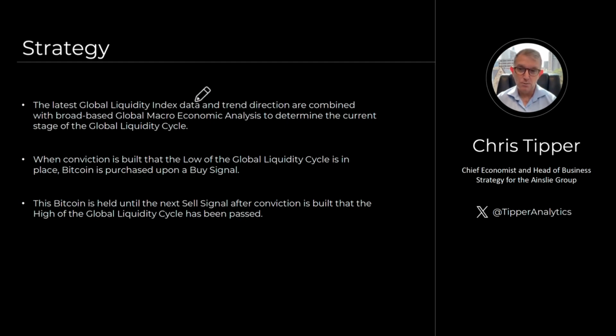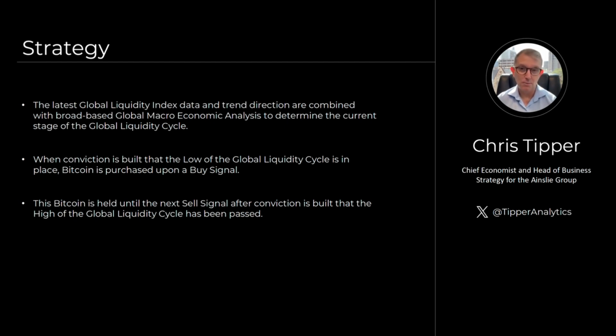So we identify where we are in the global liquidity cycle, then when we've built that conviction that the low of the liquidity cycle is in place, we'll purchase upon a buy signal. We hold that right through to the end, and when we start to build that conviction that the high has been passed, then we'll look for a sell signal to exit. It's a very simple strategy, but there's a lot of detailed analysis behind it to really try and fine-tune when we do that entry and exit, to make sure we take maximum advantage and ultimately make the most profit that we can.